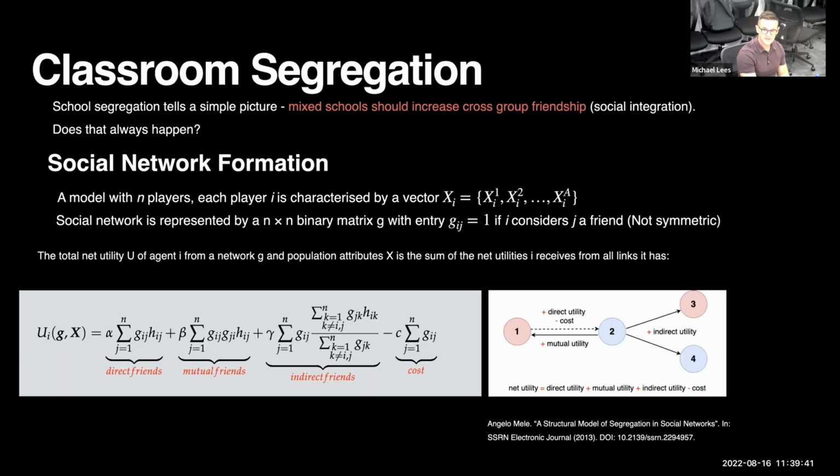Direct friends is just the number of direct friends that I have. Mutual friends is the number of people that I have a two-way relationship with. And indirect friends means that I get a benefit if I'm connected to you and you're very popular, so I look at how many connections you have. And then the term on the right is just the cost. The assumption is that the more friendships I maintain, the more expensive it is, because I have to invest time in those friendships. Now, this comes from a guy called Angelo Mele.